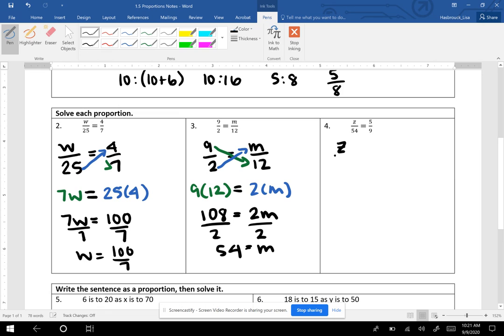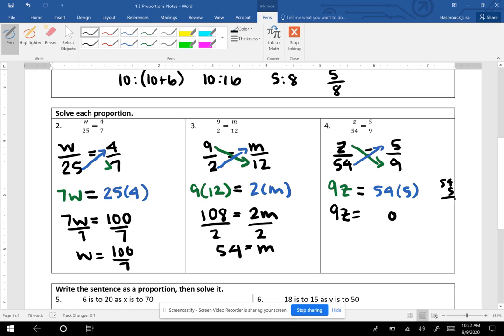For number 4, we have Z over 54 equals 5 over 9. Again, I'm going to cross multiply. Z times 9, which you could also write as 9 times Z, equals 54 times 5. So we get 9 times Z equals 54 times 5 is 270. We're going to divide both sides by 9, and Z should equal 30.